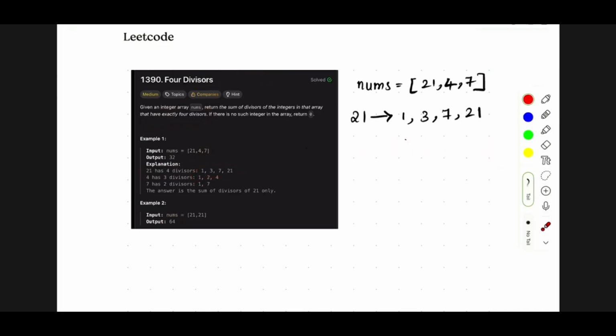So now you know how we got 64 here, right? If there is more than one element that is having 4 divisors, in that case we will be adding them. Okay, so for the first value, that is 21, we are having 32 as the sum of divisors. For the second value, we are having the divisor sum as 32. Then 32 plus 32 is 64. So that's how we got the output as 64.